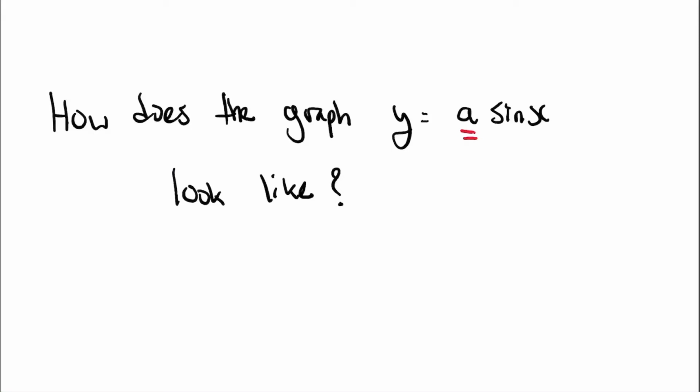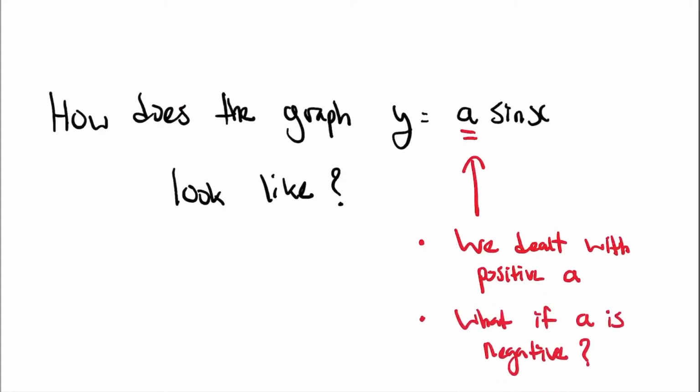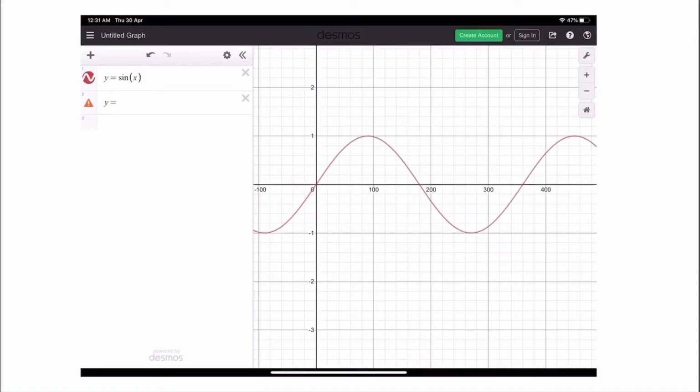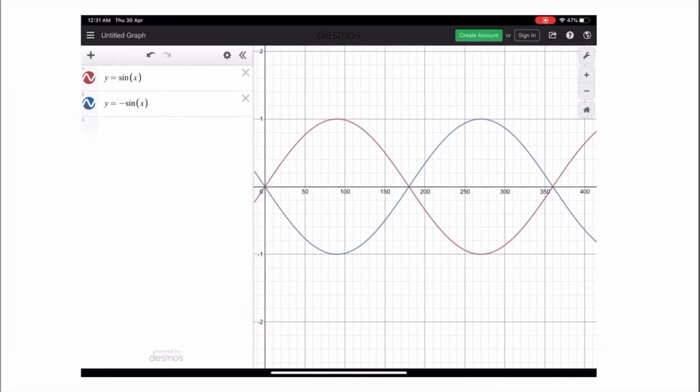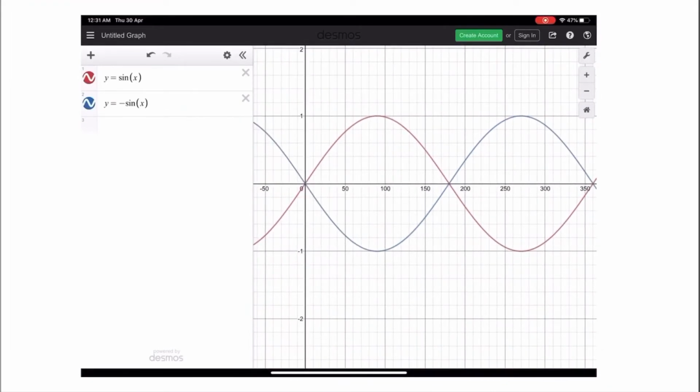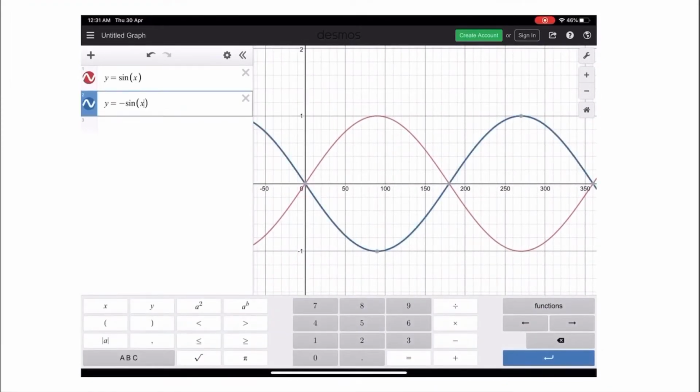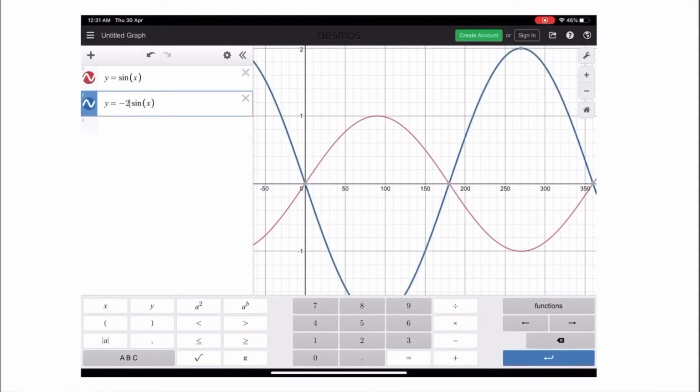We've been looking at a sin x, but only when a is positive. What happens when a becomes negative? Let me play these simulations. Now I'm plotting y equals negative sin x. Look what happened. The graph is flipped, becomes upside down.